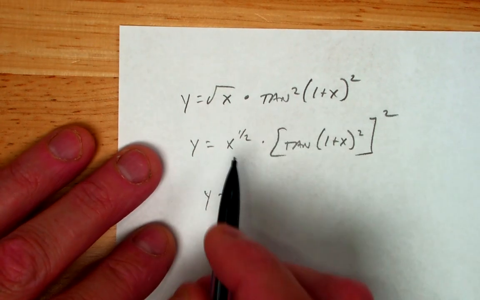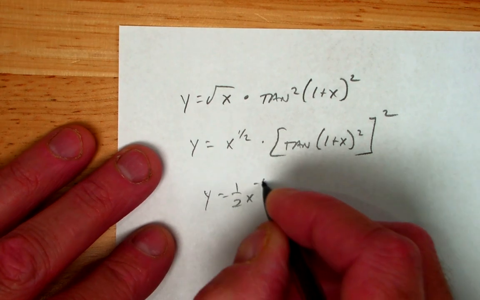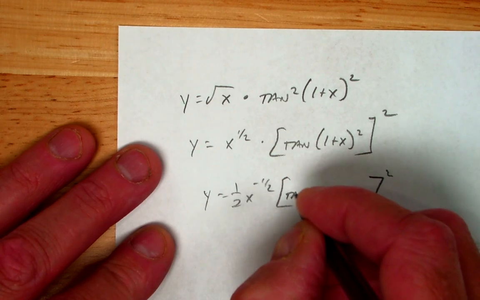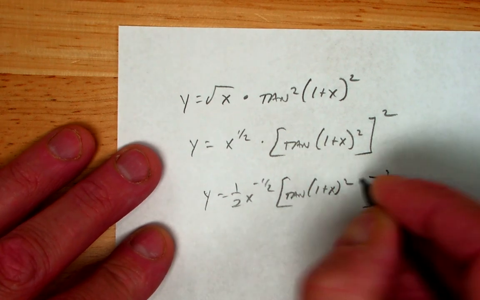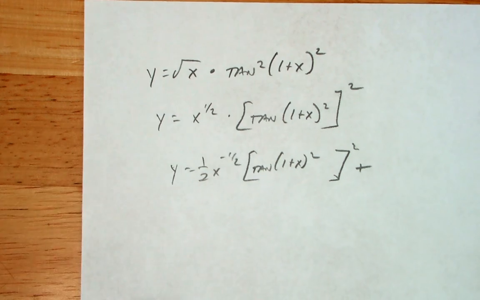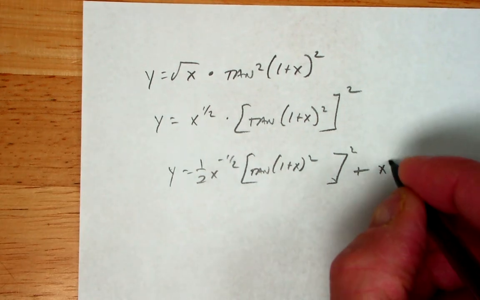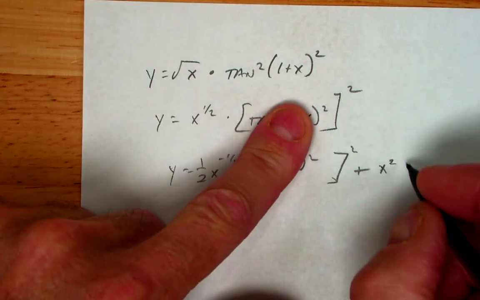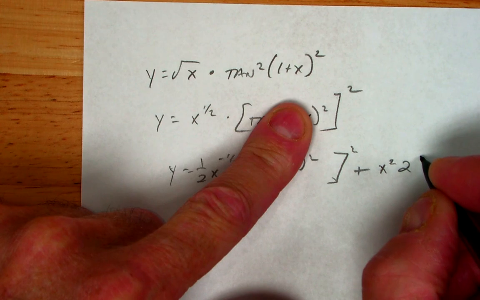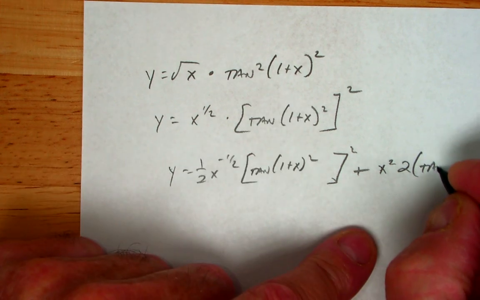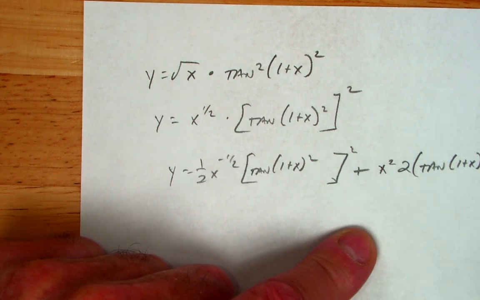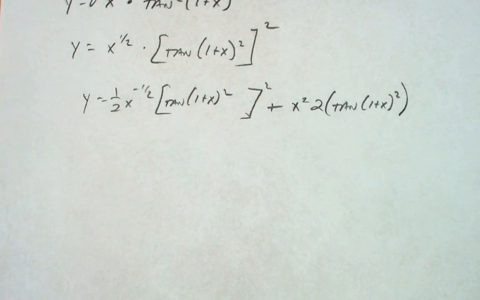So y equals the derivative of this, 1/2 x, then negative 1/2. This stays the same. Plus, leave the first one alone. Now we just got to go from the outside in. Something to the second power is 2 times that something. I had to put one more challenging derivative on there.